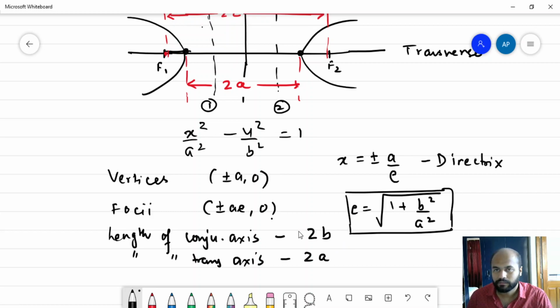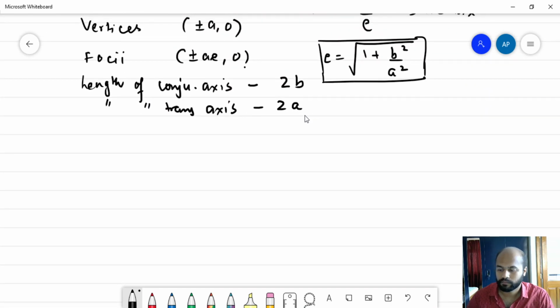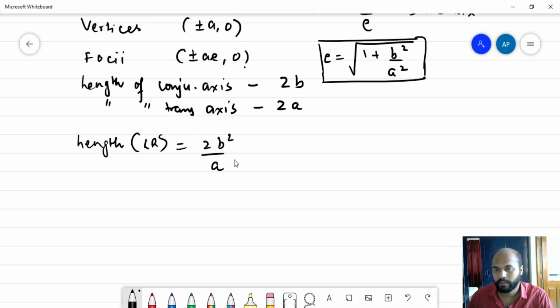The latus rectum, that is this, the length of latus rectum is going to be 2b square by a. So length of LR is 2 times b square by a. And the coordinates of the latus rectum are going to be plus minus ae, comma, plus minus b square by a.